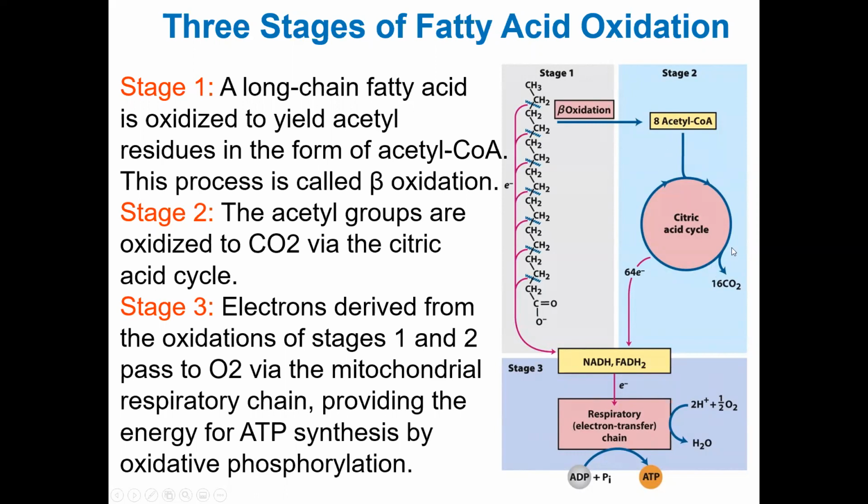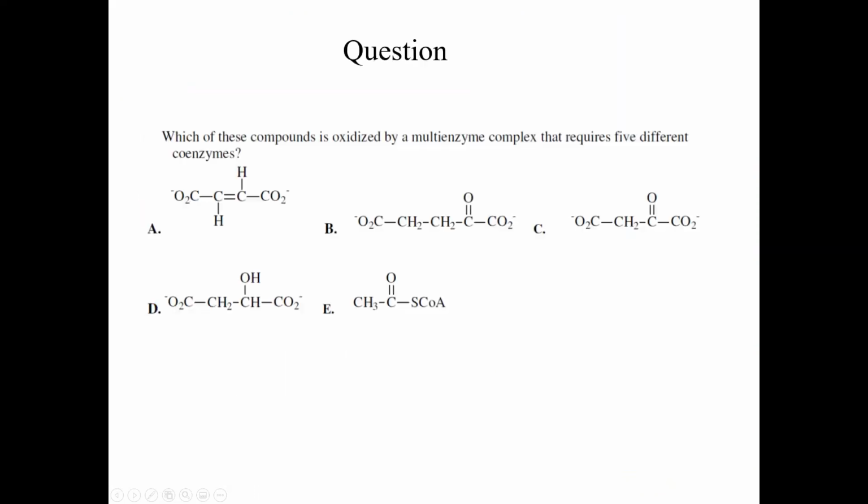It's not the same carbon that is being released as carbon dioxide, if you recall. But anyway, those 64 electrons are actually embedded in the NADH and FADH2 molecules, and they will eventually transfer all those electrons to the respiratory chain that will make ATP. Cool?